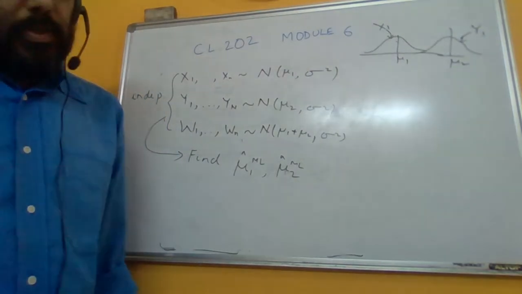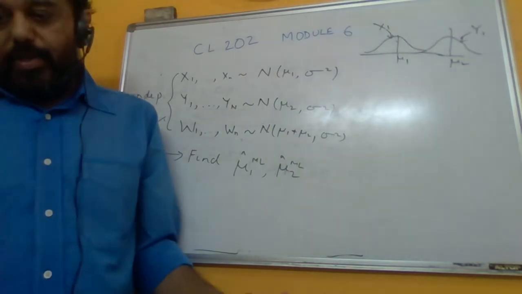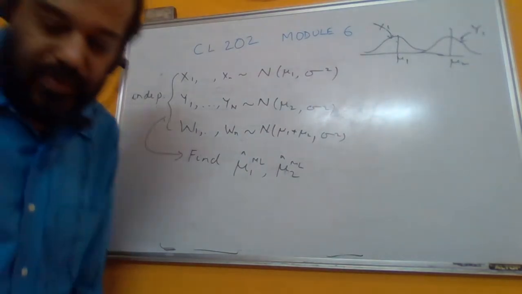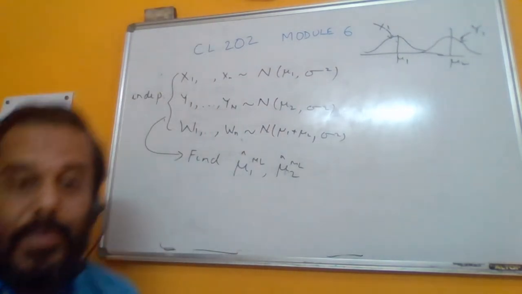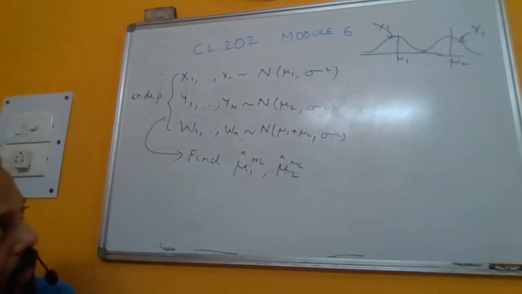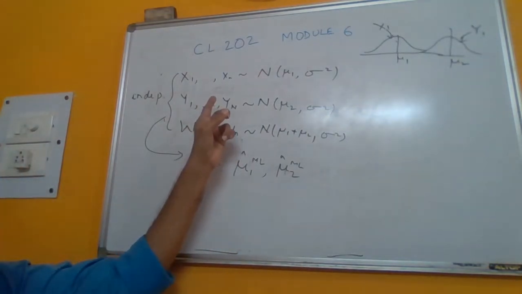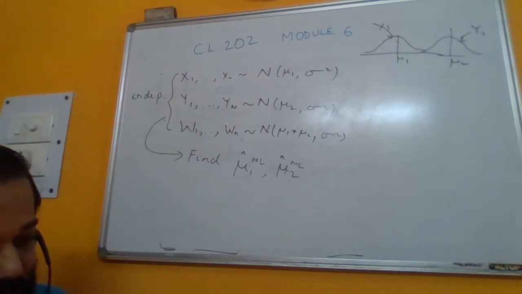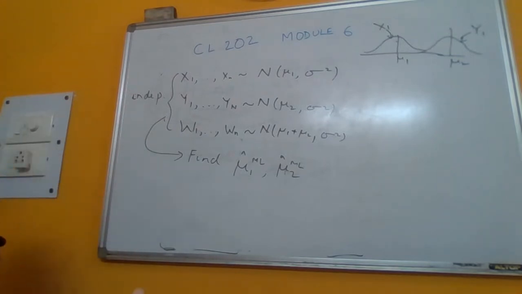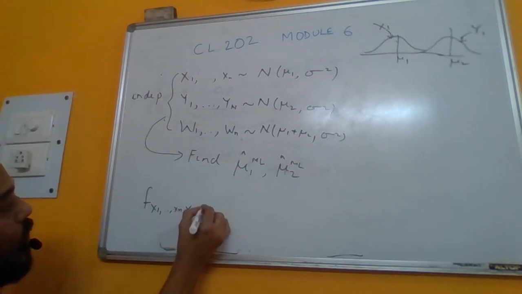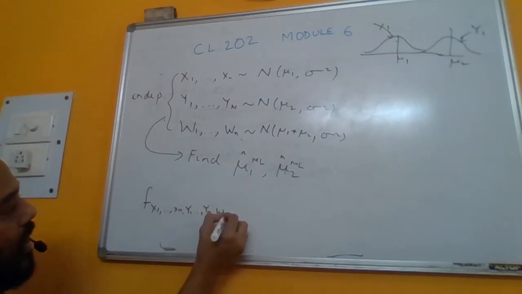Again, I think I will just discuss this with you. It's a pretty straightforward problem. So we have those three steps, and we never go away from those three steps. Our first step is to find the joint density. Now here you know that these variables are independent. So how will you find the joint density? The joint density is going to be f of x1 to xn, y1 to yn, and then w1 to wn.